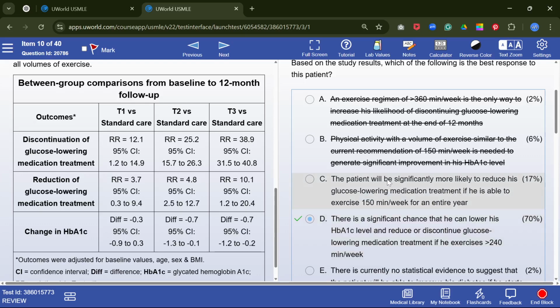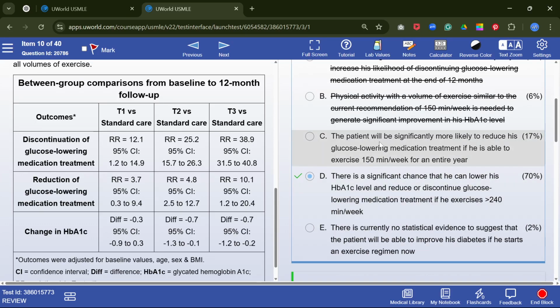This patient will be significantly more likely to reduce the glucose lowering medication if he is able to exercise 150 minutes per week for an entire year. Significantly more likely to reduce glucose. So which row are you looking at? This row. And which column? T1. So it is not statistically significant because it includes one. Exactly.